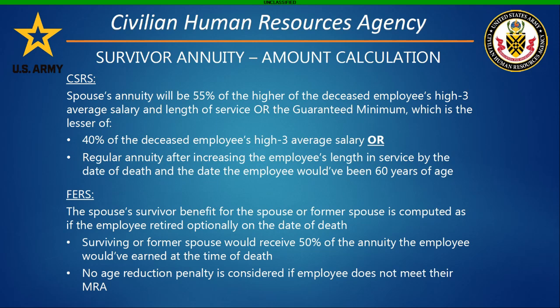For FERS, it's a little different. The survivor benefit for a current or former spouse is computed as if the employee retired voluntarily on the date of death. A surviving or former spouse would receive 50% of the annuity the employee would have earned at the time of death. No age reduction penalty occurs if the employee does not meet their minimum retirement age. So it's pretty cut and dry for those FERS folks.